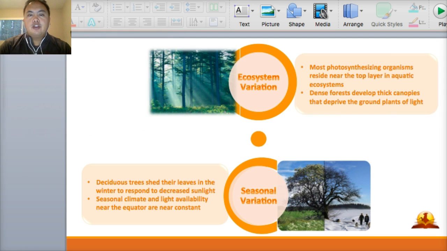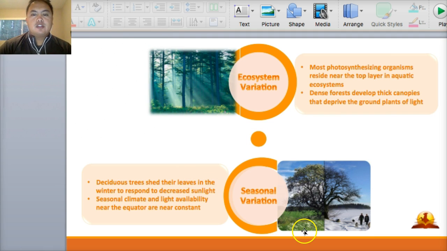Okay, so in terms of the ecosystem variation, most photosynthesizing organisms reside near the top layer in aquatic ecosystems, and then dense forests develop these thick canopies that deprive the ground plants of light. So just giving you examples of ecosystems and how they vary in terms of light availability. For aquatic ecosystems, for the oceans, most of the photosynthetic organisms have to be at the top, because if they're at the bottom of the ocean, they're not going to get any light. Same thing with these dense forests. Dense forests have these thick canopies, and the ground plants really don't get much light.